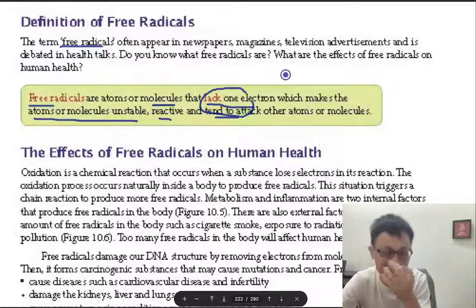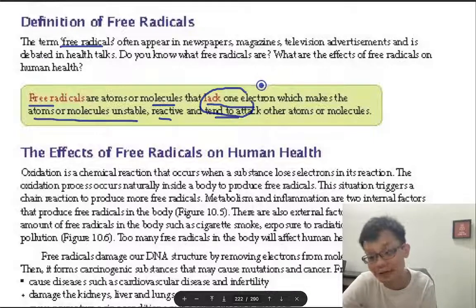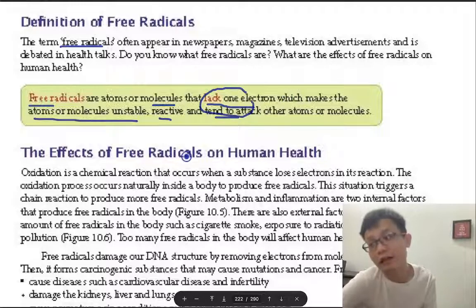I learned to eat cucumber. Last time, I didn't eat cucumber. When I ate cucumber, I would vomit. But later we will learn why cucumber is an antioxidant food.